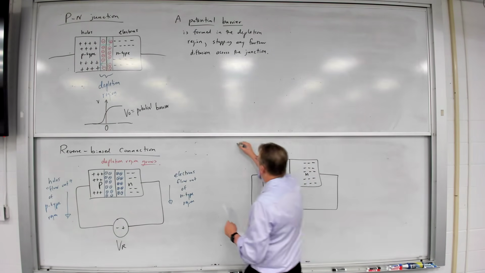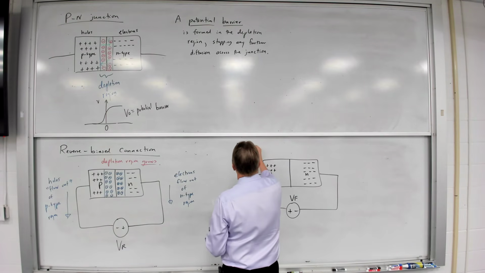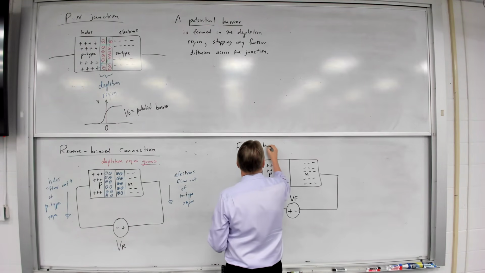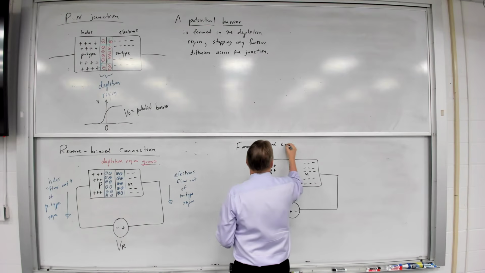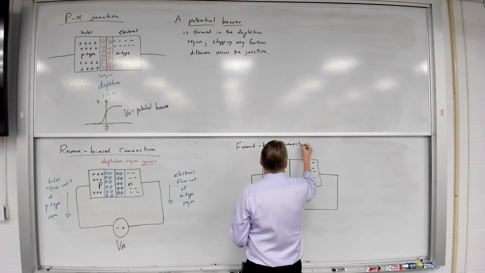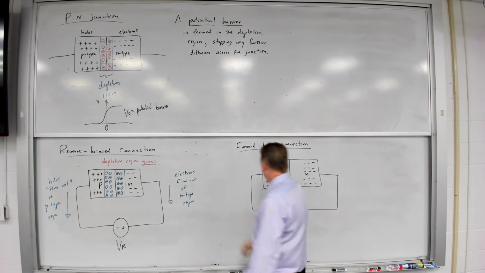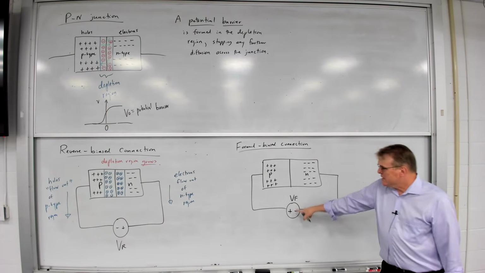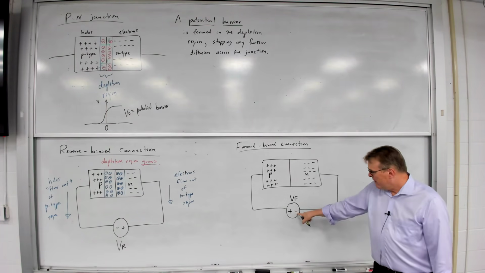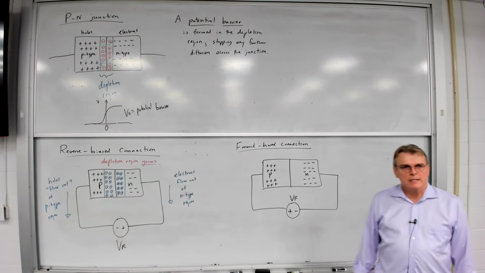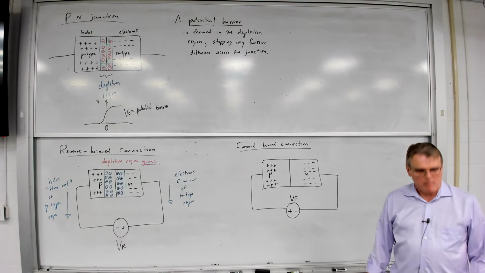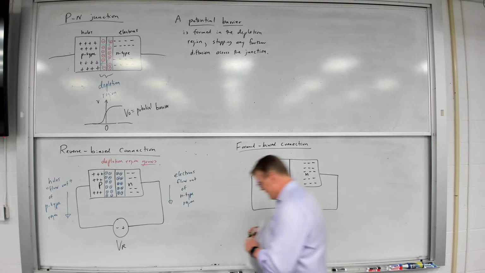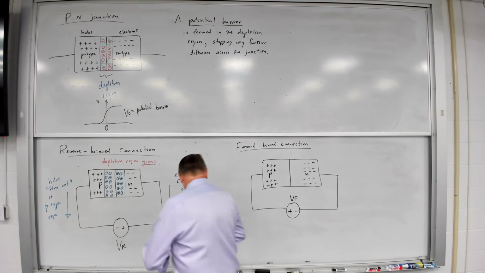This is a forward biased connection. And in this case, the positive end is connected to the P region. The negative end of the voltage source is connected to the N region. Now we're kind of flipping this around.